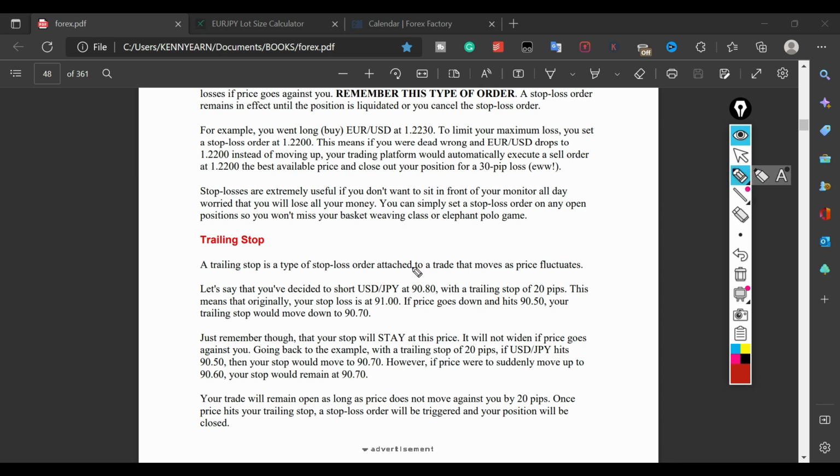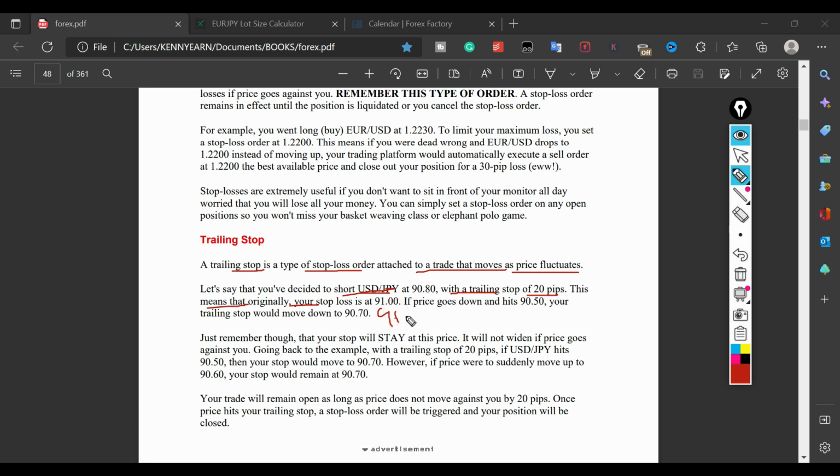So a trailing stop is another stop loss order that runs with the market. It is a type of stop loss order attached to a trade that moves as price fluctuates. Let's say you have decided to sell USDJPY at 90.80 with a trailing stop of 20 pips. This means that your original stop loss is 91.00.